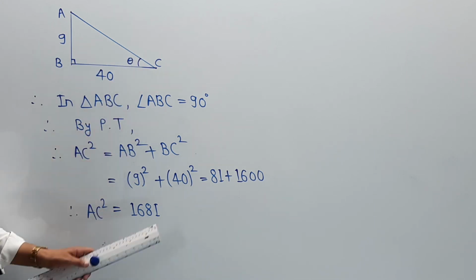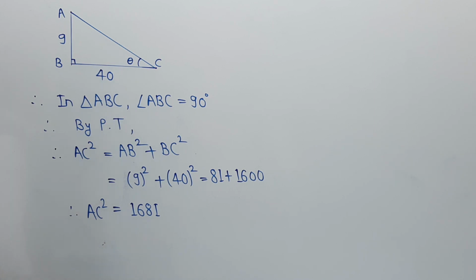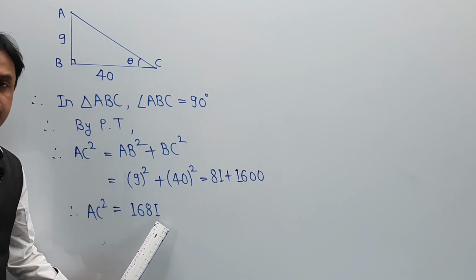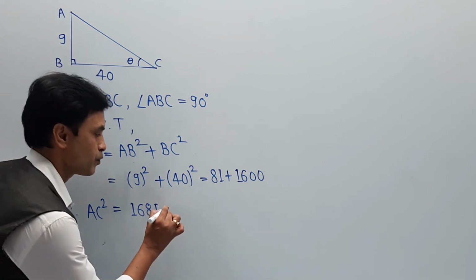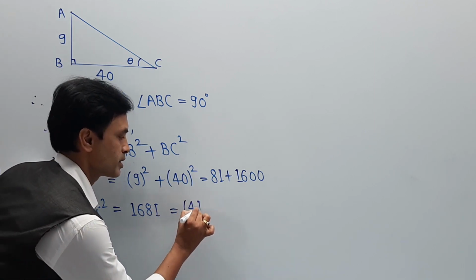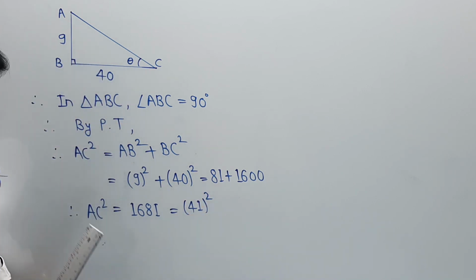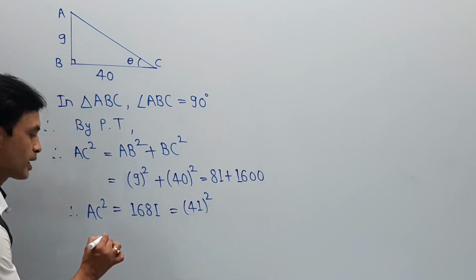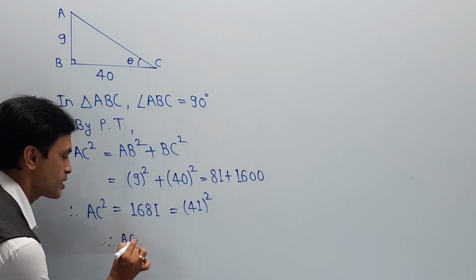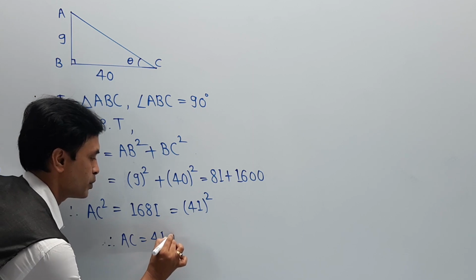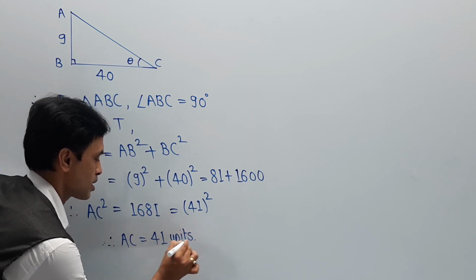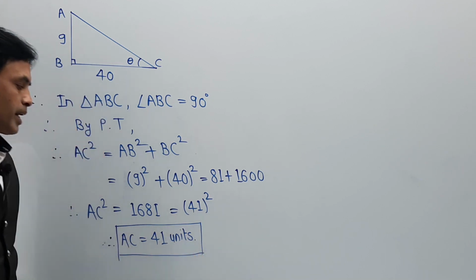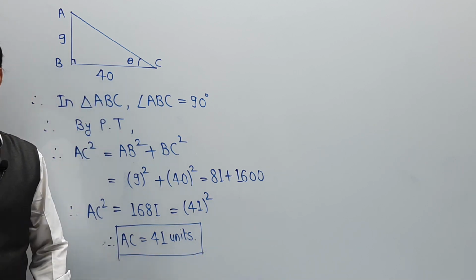Up to this part we have used the Pythagoras theorem and its implementation. Now 1681 is itself the square of 41. So I am writing it as 41 square. As AC square is equal to 41 square, naturally we can write the value of AC is equal to 41 units. In this way we are able to complete the first part of the structure.